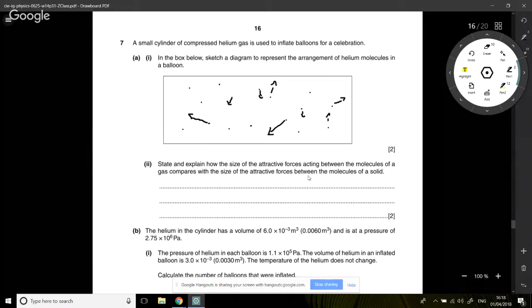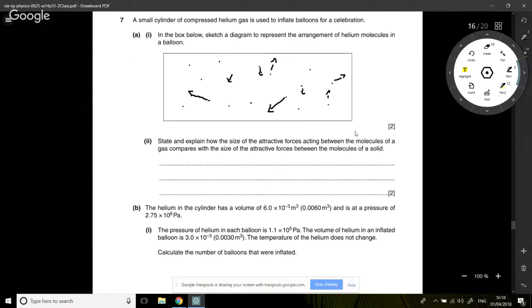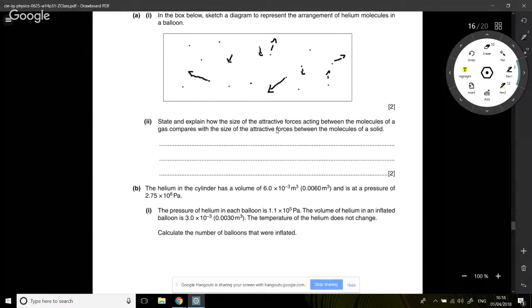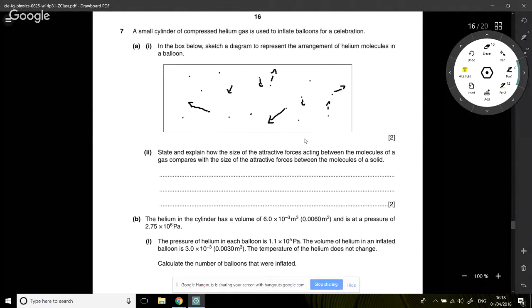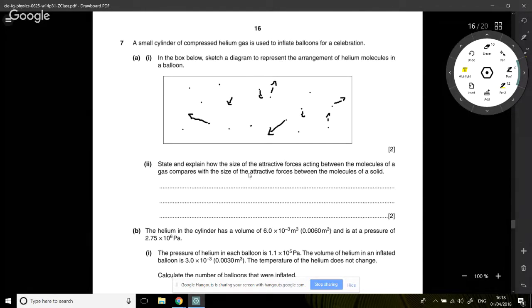And then it wants you to compare this with a solid. In a solid, everything would be organized, depending on the type of solid, but it would be in some crystal form where everything is locked in place. And it wants you to then talk about the forces acting between them. In a gas, the forces holding these together are really weak, so they've broken out of these bonds and can move around, whereas in a solid, they're locked in place.